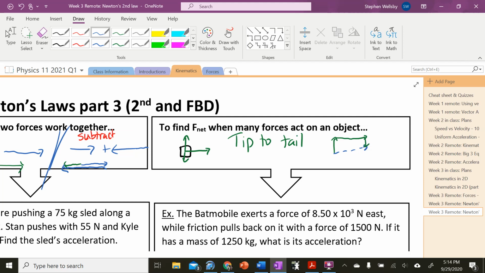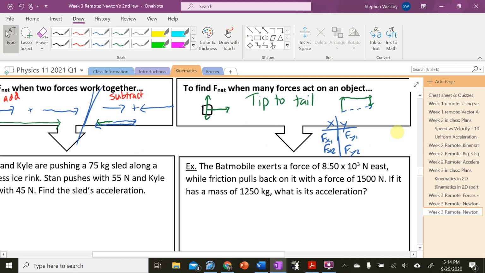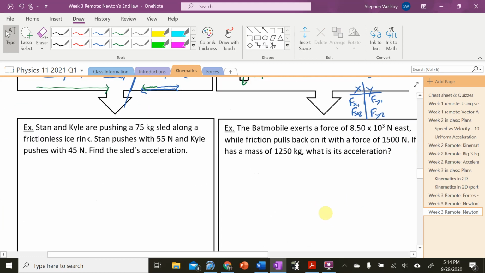Or, as we've done with other vectors, we can break them into x and y coordinates, and we can look at that. So Fx1, Fx2, Fy1, Fy2. There's more than one way to solve these. Tip to tail is one. Breaking them into x and y components is a completely valid method as well.